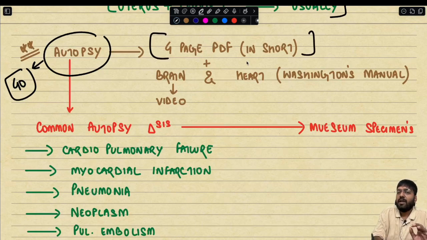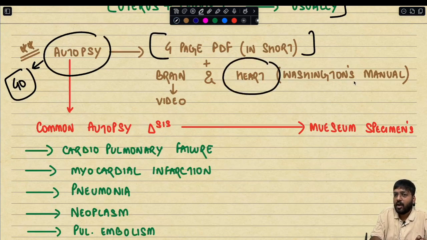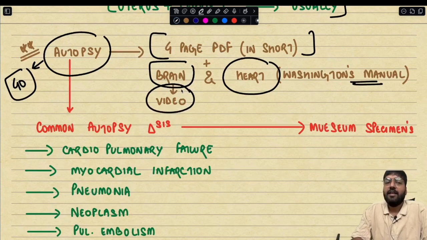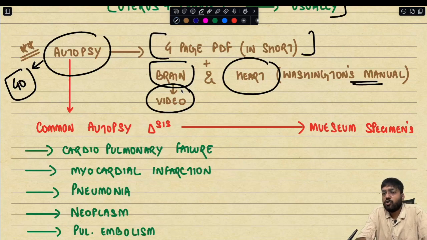I have also given a PDF on grossing of the heart at autopsy from the Washington Manual, and a separate video on how to dissect the brain, which is shared in the groups as well. So for the autopsy, this is how you should prepare.